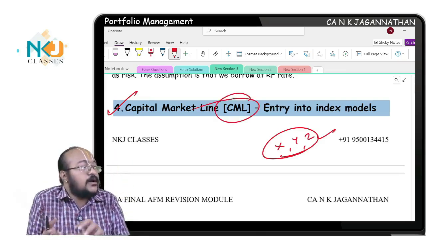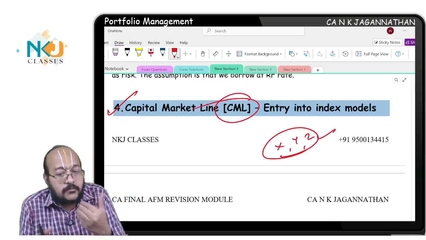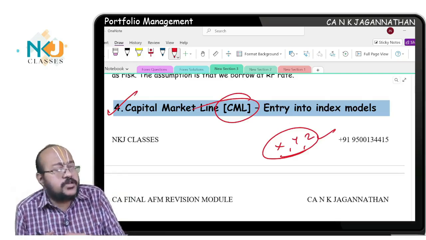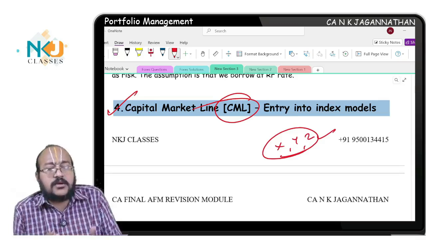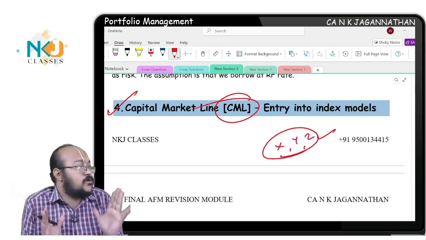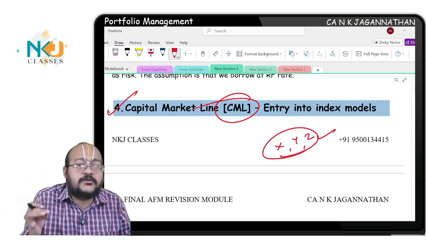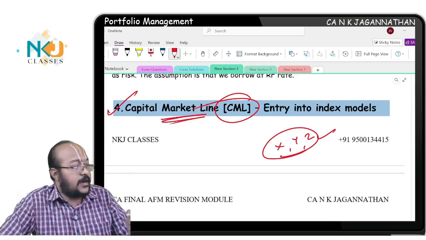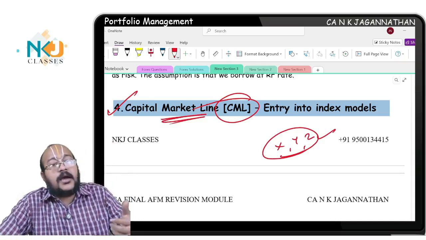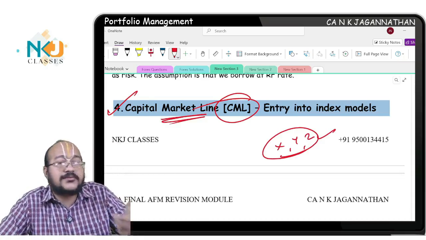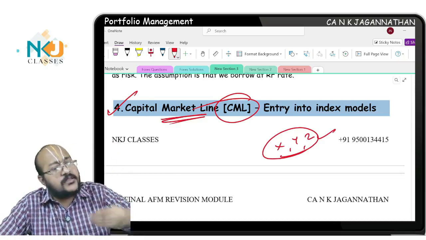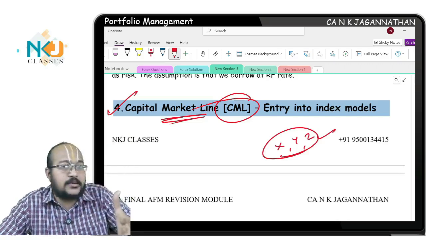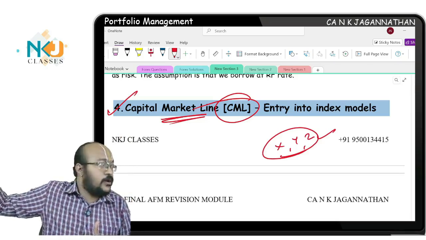Capital market line, SML, security market line, which is nothing but CAPM, capital asset pricing model. Then we have arbitrage pricing theory, or the Sharpe single index model. All these are called index based models. That's why you can see the term market line: capital allocation line, capital market line, and then SML, security market line, which is nothing but the graphical representation of CAPM. There also it is the market, everywhere.